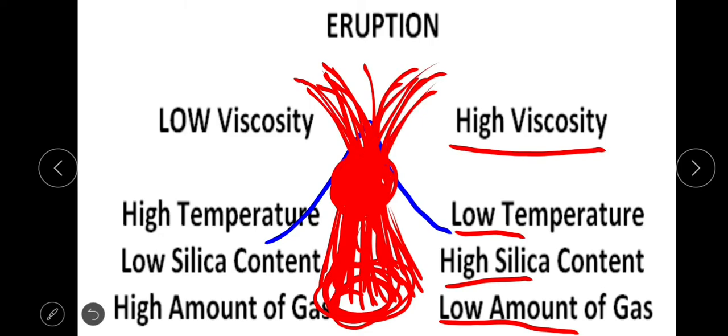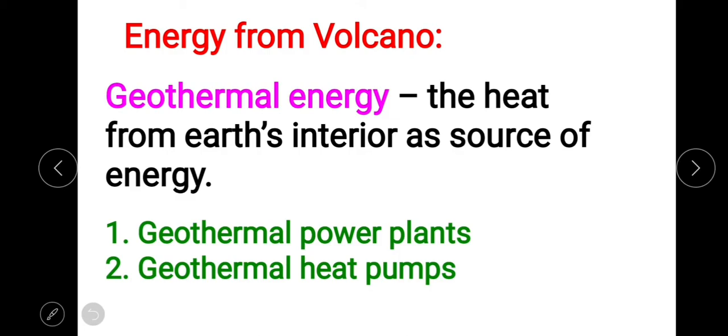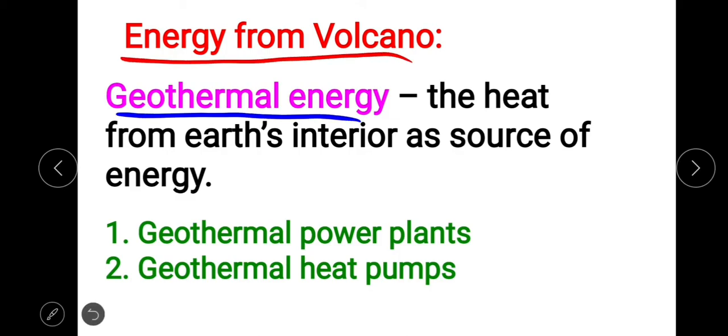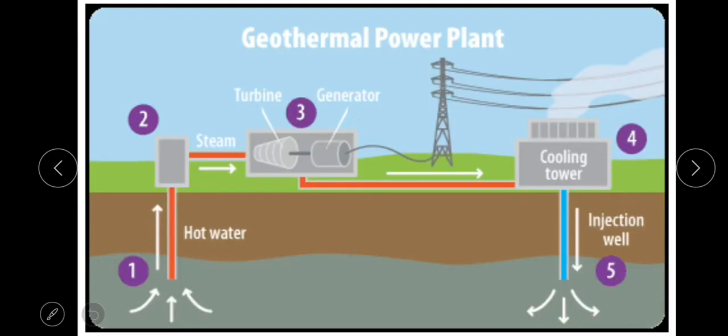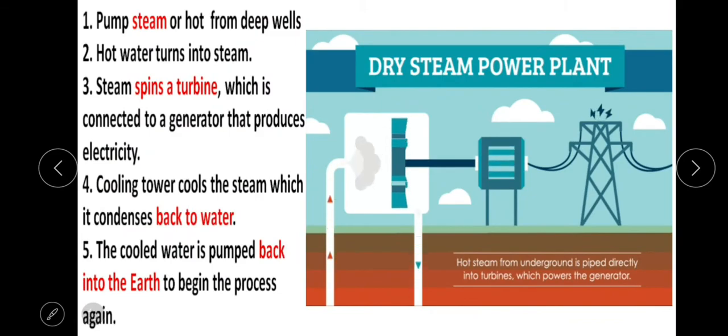Okay, so again, another topic is energy from volcano. We call it geothermal energy, the benefit of the heat from the Earth's interior. Geothermal energy is produced from geothermal power plants and heat pumps. Here is our diagram for a geothermal power plant, the power plant that produces electricity from the heat of the Earth's interior. In this diagram, you can see that hot water is pumped upward.